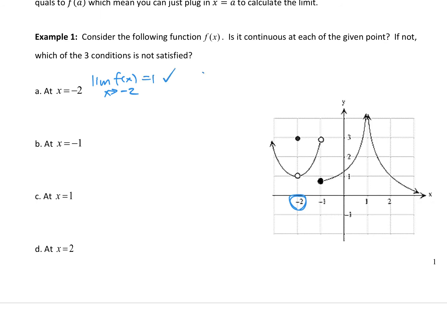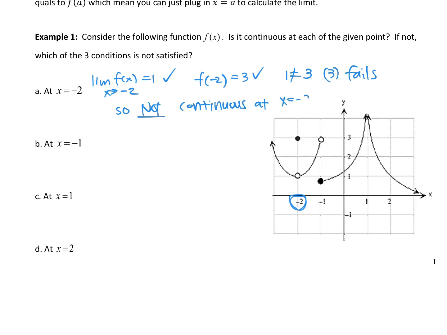Second condition, how about f of -2? When I plug in f of -2, notice that this circle is open, empty. This circle is filled in. So the function value is right here, which is 3. So yes, f of -2 exists, and it is equal to 3. So the first two conditions are satisfied. But are they equal to each other? No, because the limit is 1 and the function value is 3. So the third condition is not satisfied because 1 is not equal to 3. So the third condition fails. So not continuous at x equals -2.